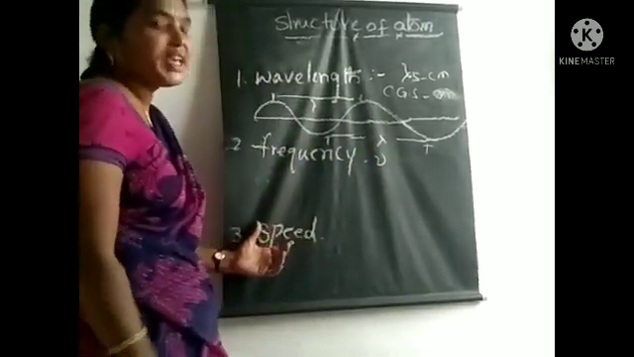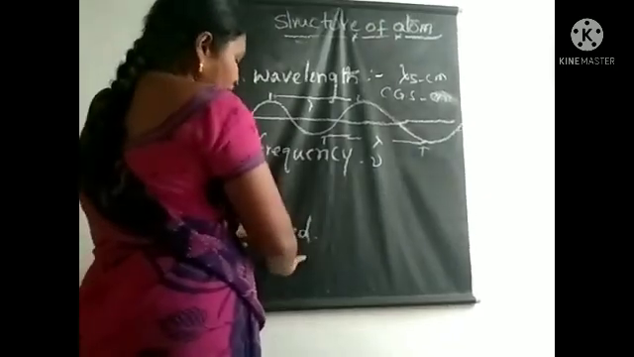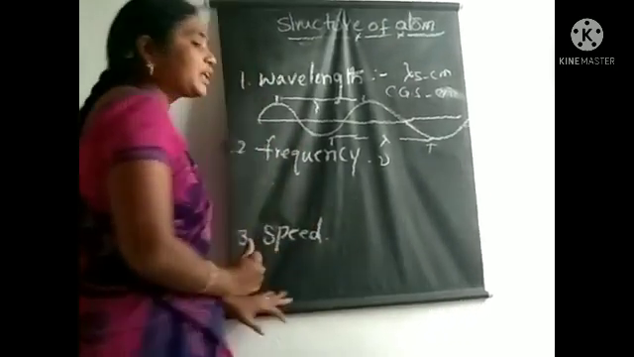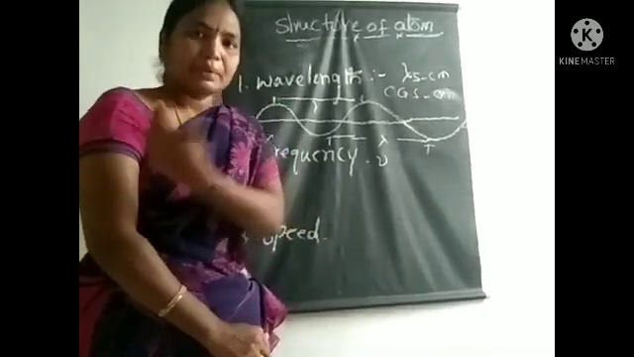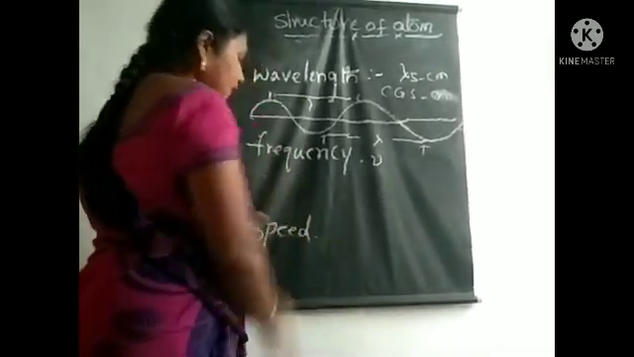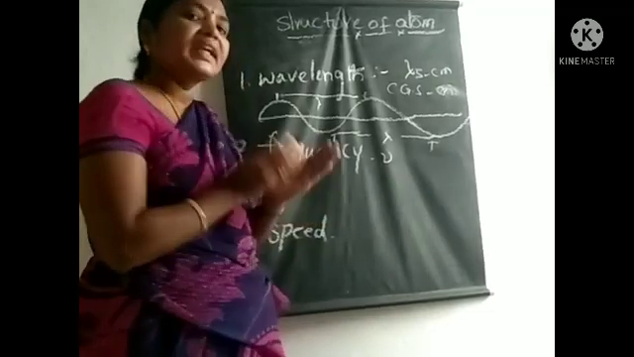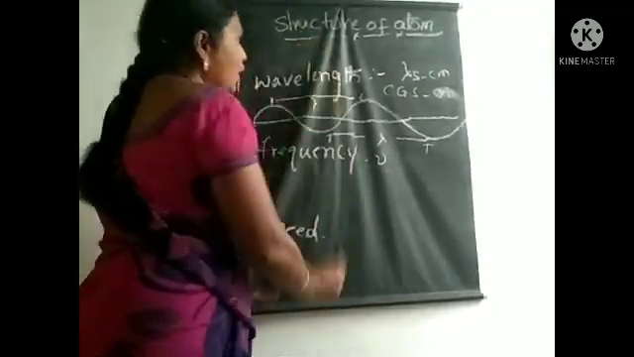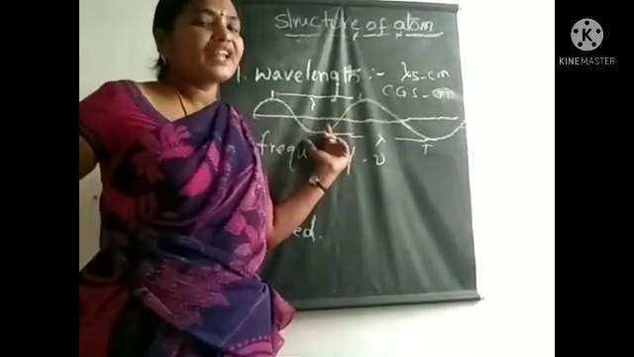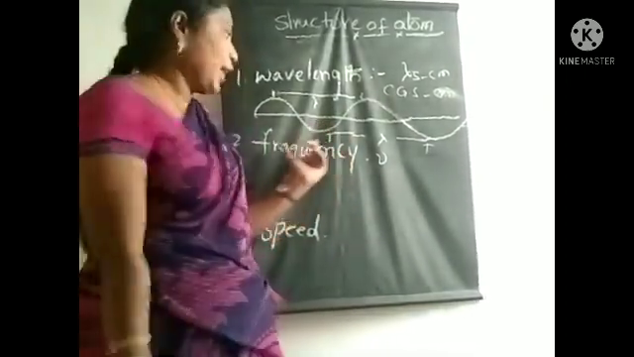Speed. What is meant by speed? The distance an object travels in a particular time is known as speed. These are all the characteristics of an electromagnetic wave.